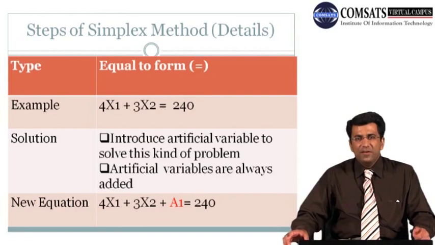Okay, the next form we may have in different problems when solving linear programming problems by using the simplex method is a form of equality, that is, we have an equation as a particular constraint. For a constraint which is actually in equation form, we will use an artificial variable a1, and we will add this artificial variable on the left hand side of the equation. If we have the equation 4x1 plus 3x2 is equal to 240, we will add the artificial variable and the equation will become 4x1 plus 3x2 plus a1 is equal to 240.